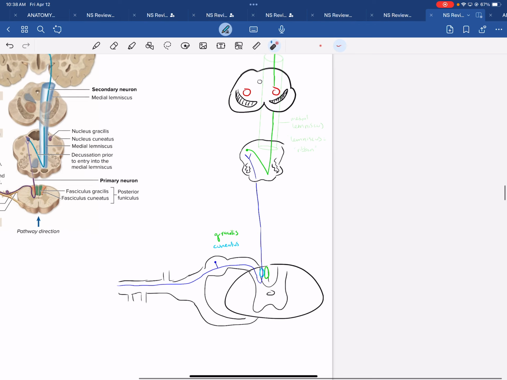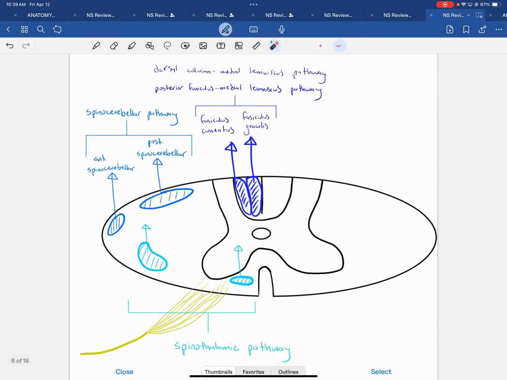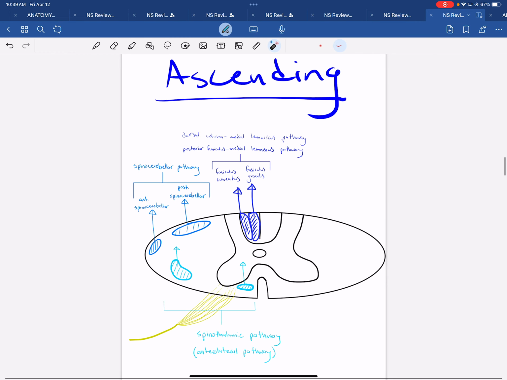And the posterior columns are only ascending tracts, right? Correct. Yes. So that's the only way any sensory information can actually reach your brain. Well, not any sensory information, most of it. Here, let's go back to this picture, because this is just one sensory tract. But there's also the spinocerebellar tract pathway. All of these tracts are ascending, right?